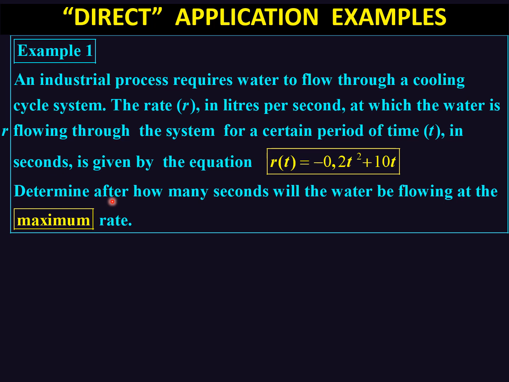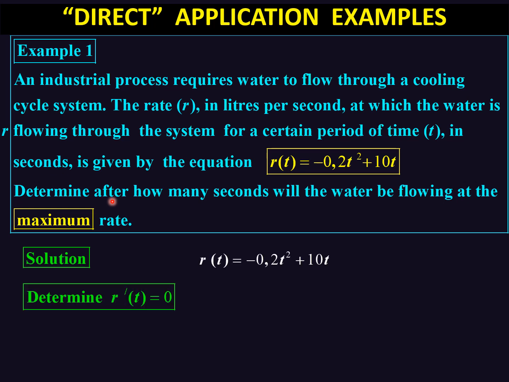First of all, we take our objective function, which is given. First thing, we find the first derivative. Let's find the first derivative of that: negative 0,4t plus 10, correct? What should we do with that? That's right, equate it to 0. So we get the derivative and we equate it to 0.